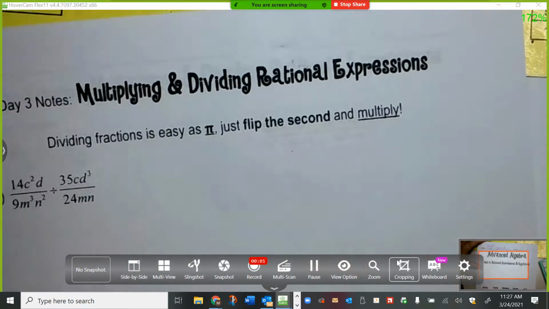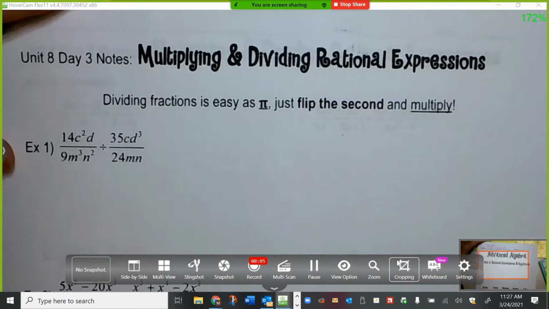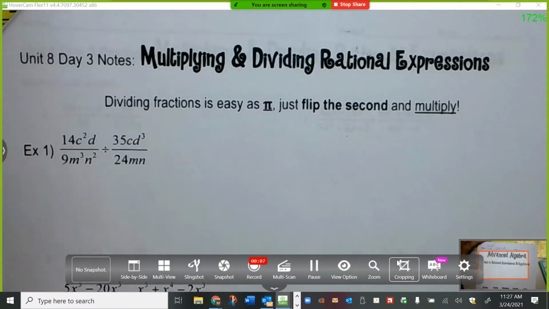Okay, so we are multiplying and dividing rational expressions. Today is going to be a lot, so you do need to make sure you're paying attention and not on your phone, and so forth.